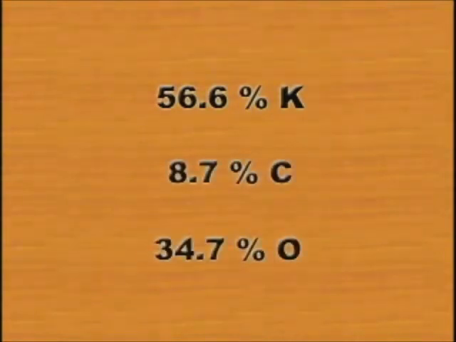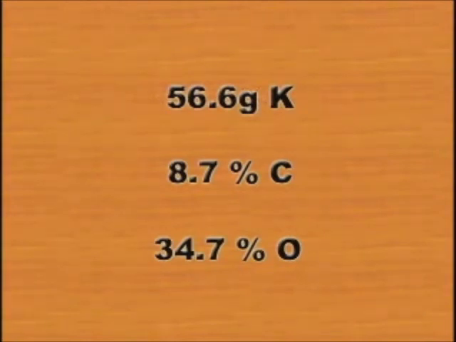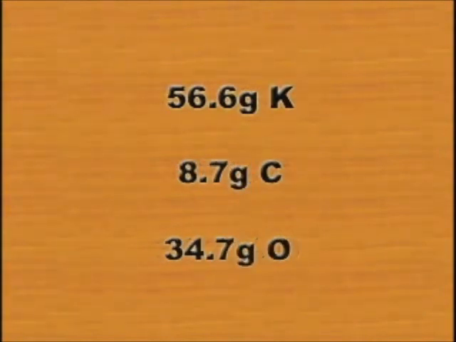So, let's try an example. The percentage composition by mass of a compound is 56.6% potassium, 8.7% carbon, and 34.7% oxygen. Let's assume that we have 100 grams of our compound just to make things simpler. That means we have 56.6 grams of potassium, 8.7 grams of carbon, and 34.7 grams of oxygen.